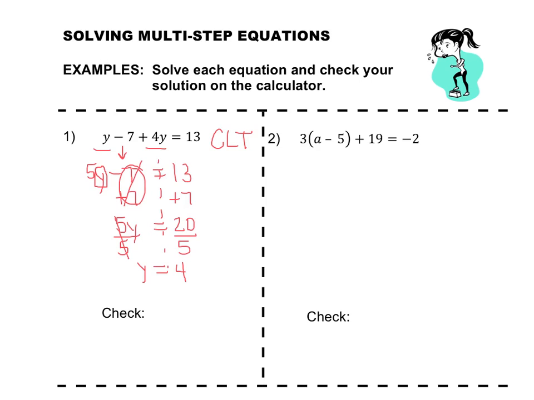And now we're going to check. So everywhere that we see a y, we're going to plug in a 4. So instead of y, I'm going to plug in a 4, and then we have minus 7, then we have plus 4 times y, which again was 4, that's what we found, and hopefully that equals 13. Well, 4 minus 7 is negative 3, plus 4 times 4 is 16, and negative 3 plus 16 does in fact equal 13, so we're good. So this is our final answer.